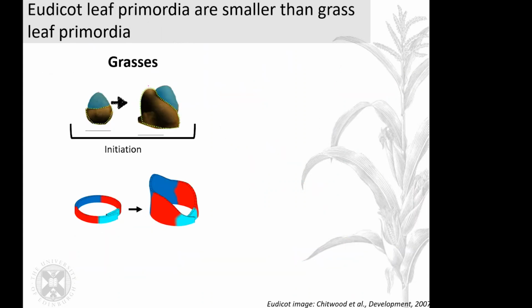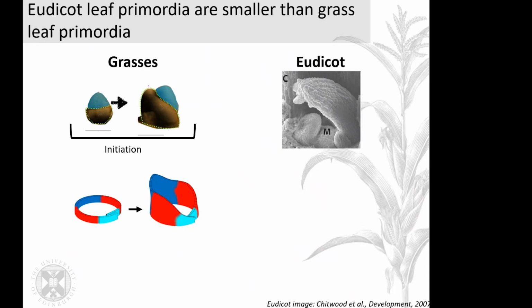The first thing that we have to do is look at the initiation of the leaf. So in grasses, I told you that they're unusual in that they have their meristem completely encircled by their leaf primordium, whereas in eudicots, we have these little bumps that form. So the first thing that we had to do is actually make our primordium, which is these coloured regions, much smaller. So a eudicot leaf primordium is about a third of the width of a grass leaf primordium.